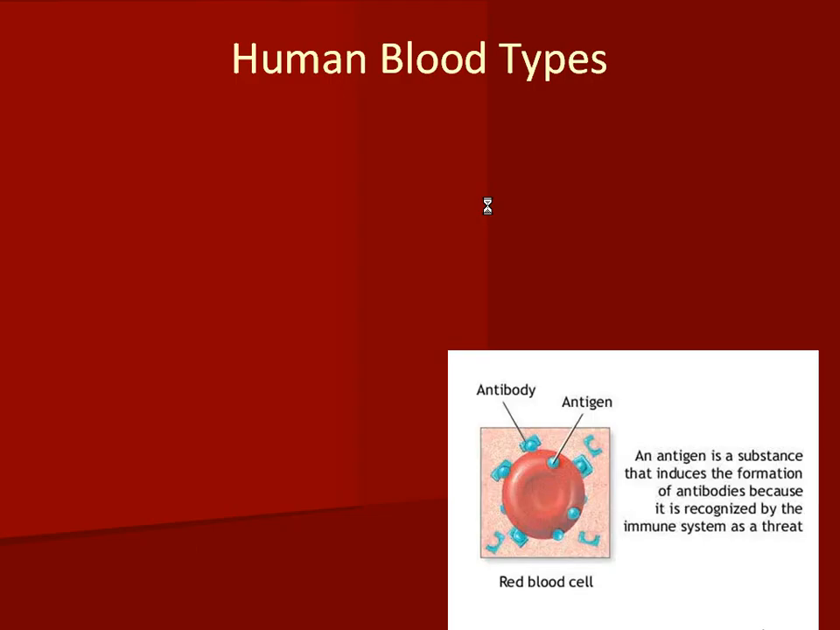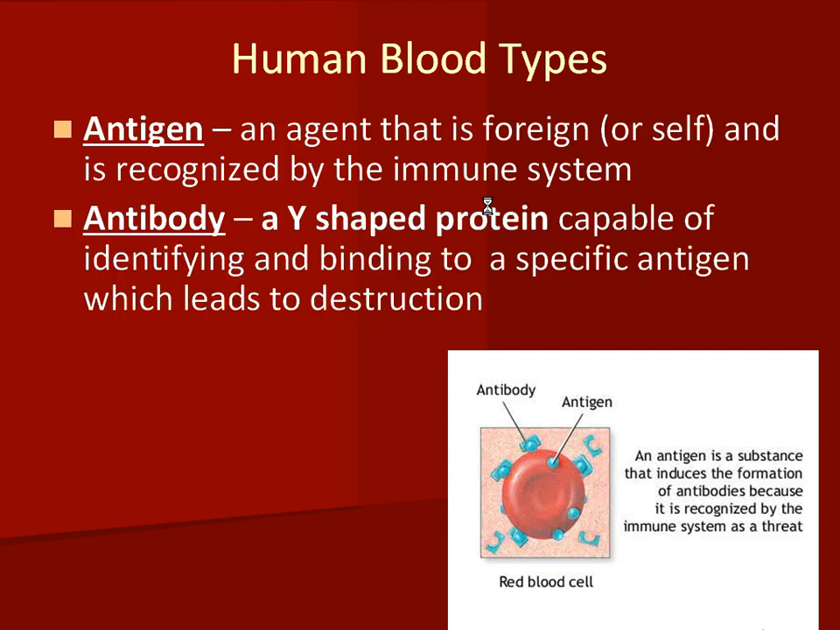We'll finish off this video with human blood types. This is pretty cool. Two terms you need to know are antigens and antibodies. So an antigen is a little protein on the surface of a red blood cell.